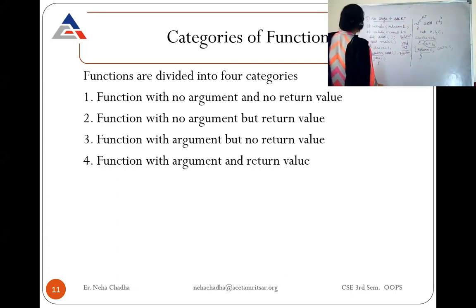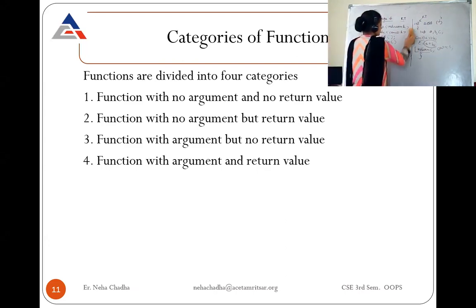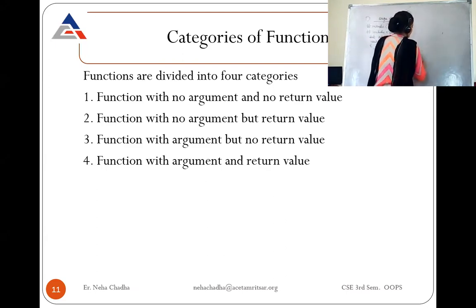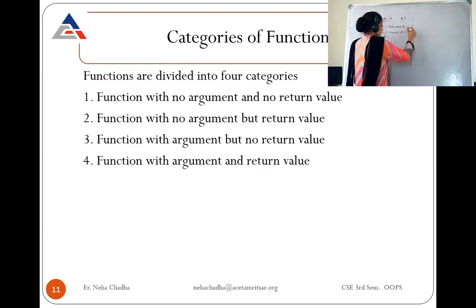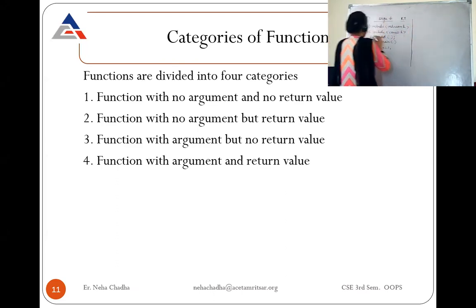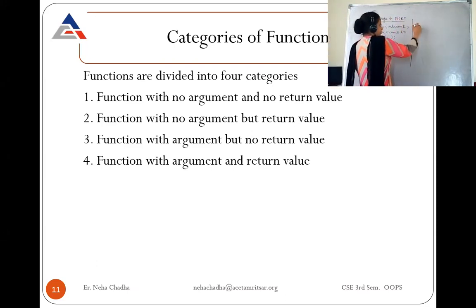Now moving to our third category. Third category is with the argument and no return value. Now the type has been changed from without argument to with argument. Okay. With the argument and no return value. Firstly, come to no return value. Our return type should be void.